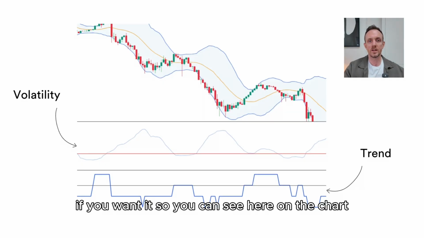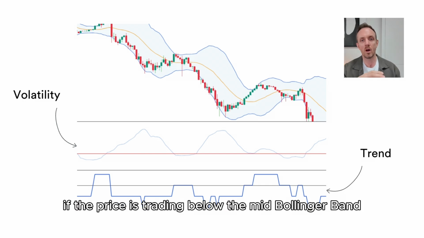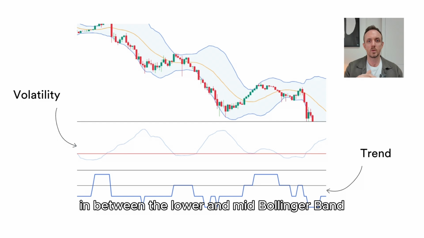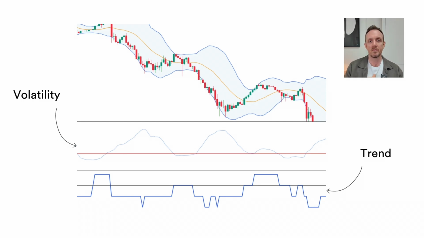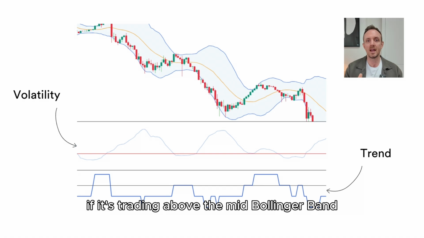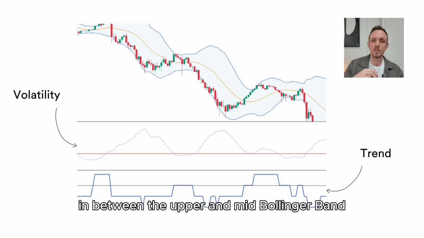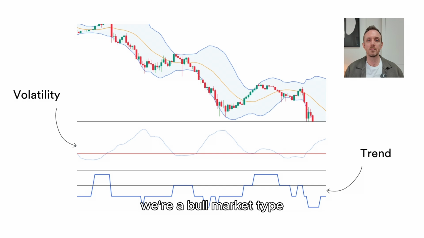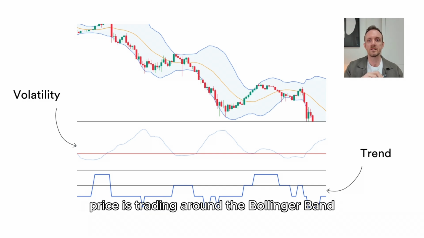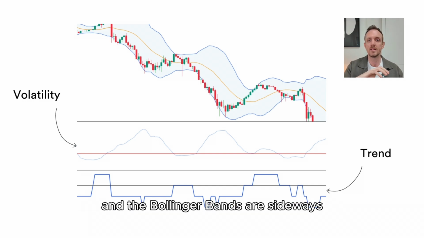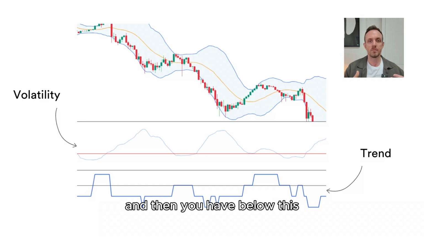So you can see here on the chart, we have the Bollinger Bands. If the price is trading below the mid Bollinger Band and between the lower and mid Bollinger Band, then you're in a bear market type. If it's trading above the mid Bollinger Band and between the upper and mid Bollinger Band, we're in a bull market type. And then you have these periods where the price is trading around the Bollinger Band and the Bollinger Bands are sideways. And then you have below this the relative width indicator.